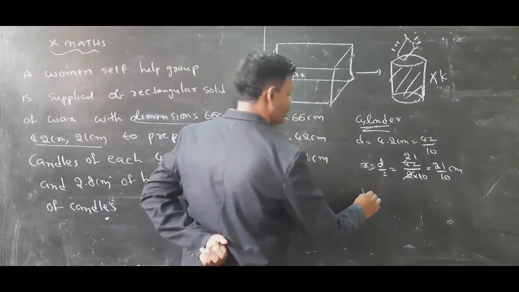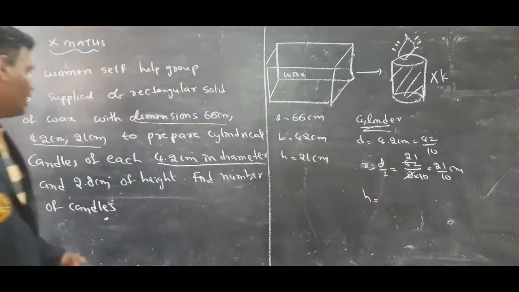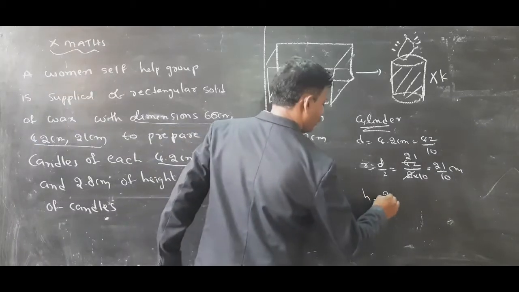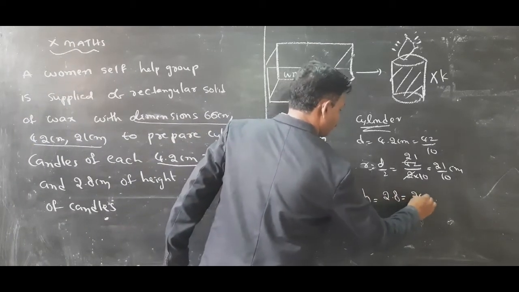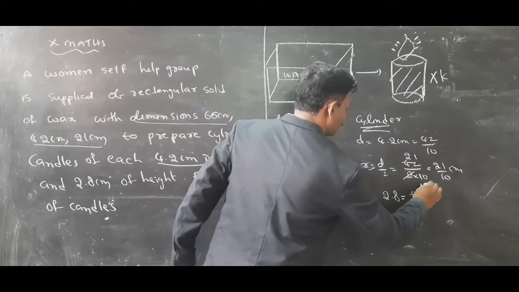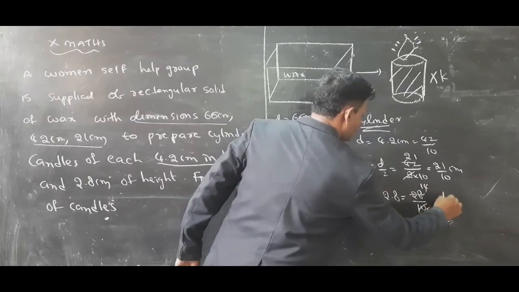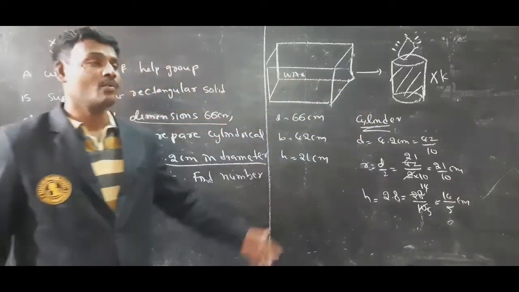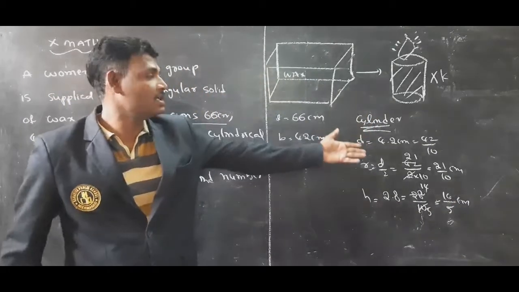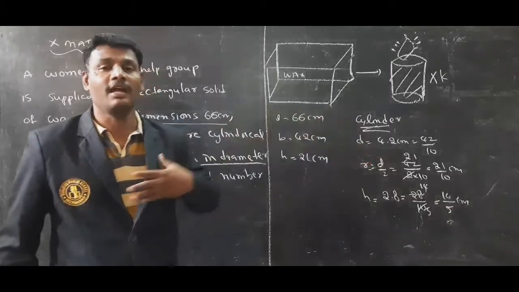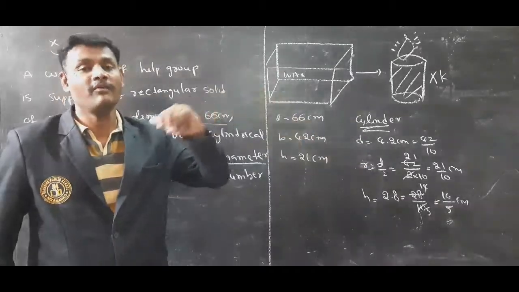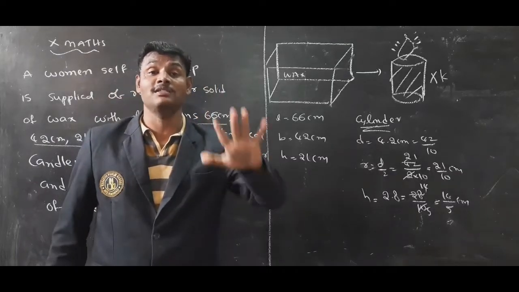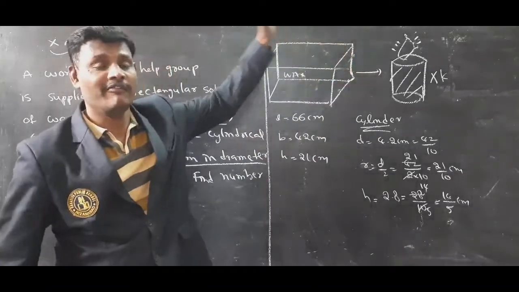And similarly, what is the height here? Height of the candle is equal to 2.8 centimeters. 2.8 we can write as 28 by 10. 2 ones are 2, 2 fours are 8, so 14 by 5 centimeters. So radius of the cylinder is 21 by 10 centimeters and height of the cylinder is 14 by 5 centimeters. Now you have to find how many candles they can prepare by using the bags.